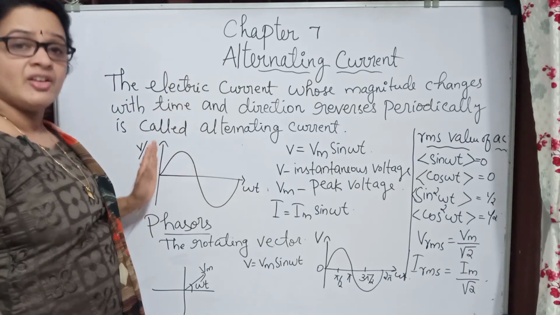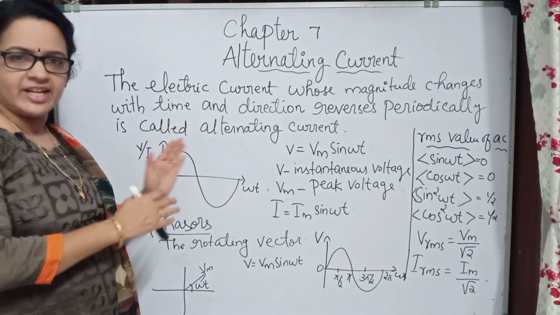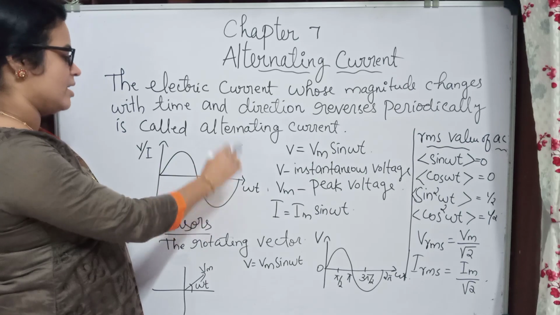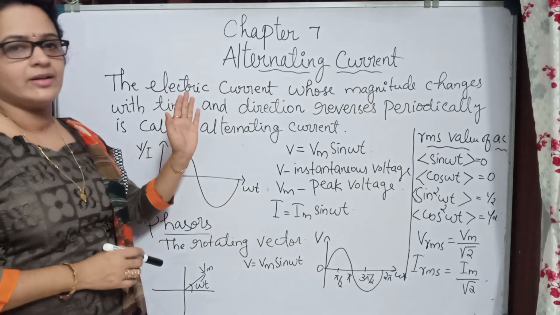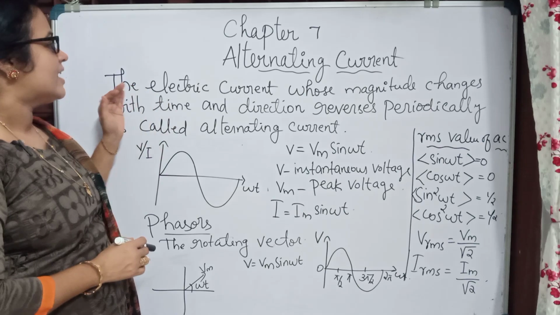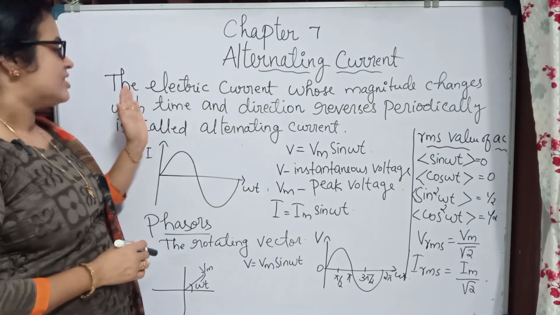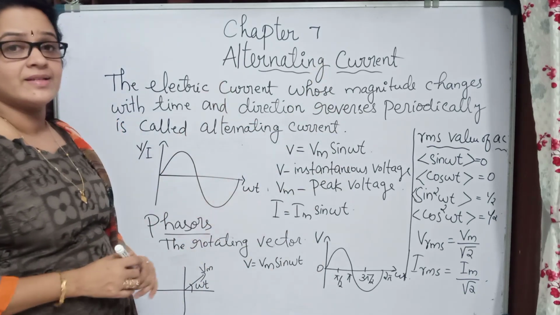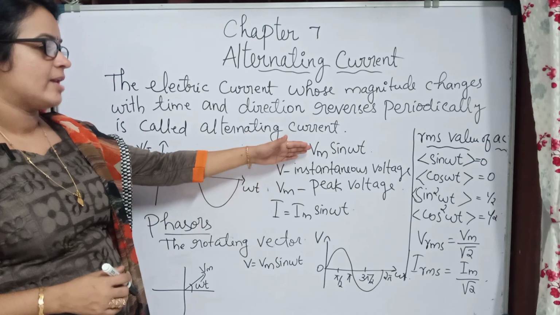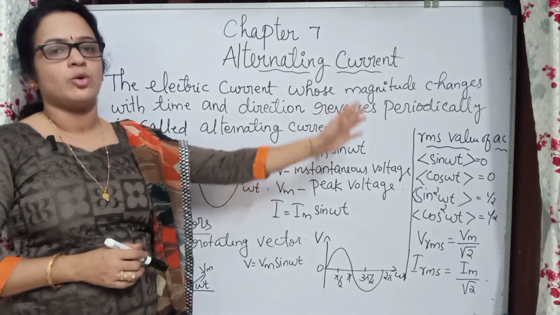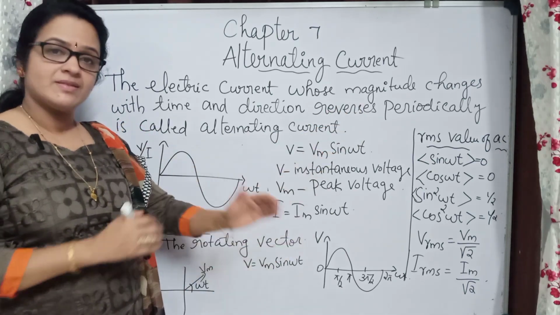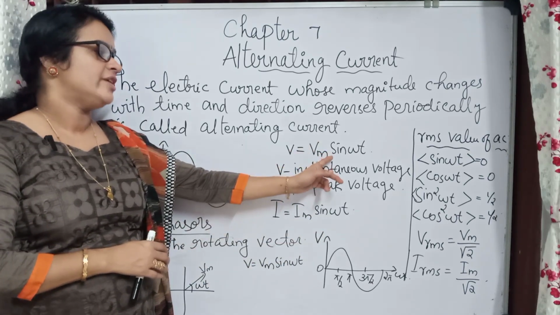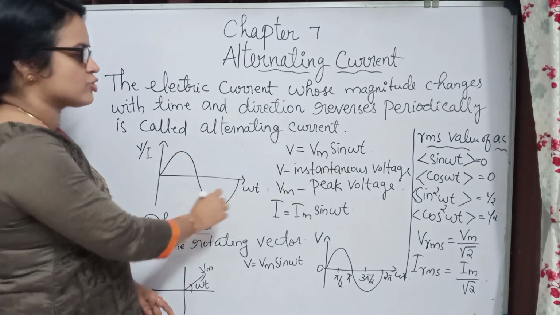So here we will represent the AC or alternating current as a sinusoidal wave, just like this. Here we can see the electric current, that is alternating current. The instantaneous voltage can be represented as V is equal to Vm sin omega t. Instantaneous voltage means the voltage at any instant. So that can be represented as V is equal to Vm sin omega t, because this is a sinusoidal function.